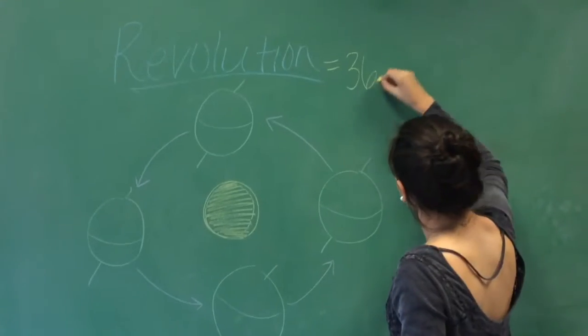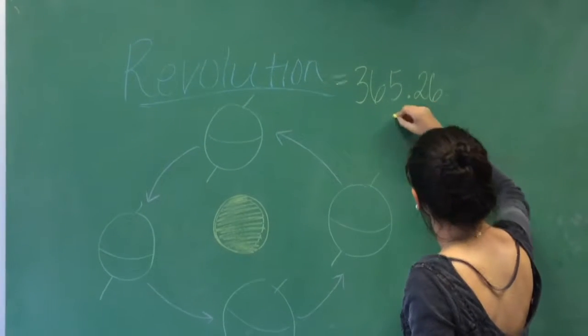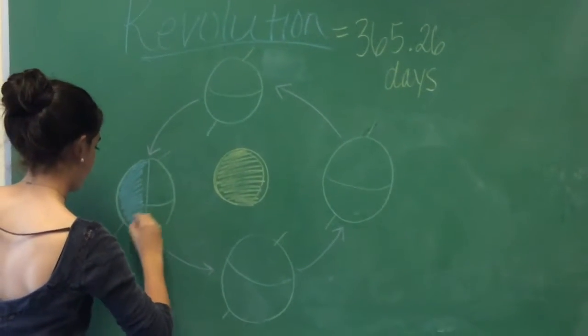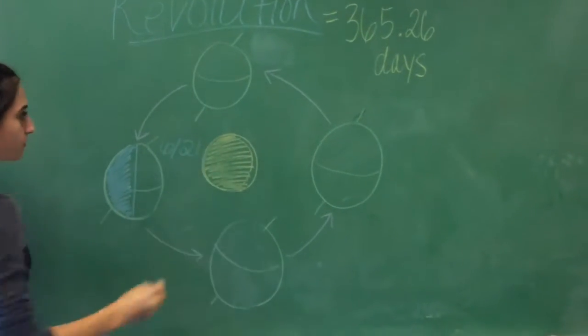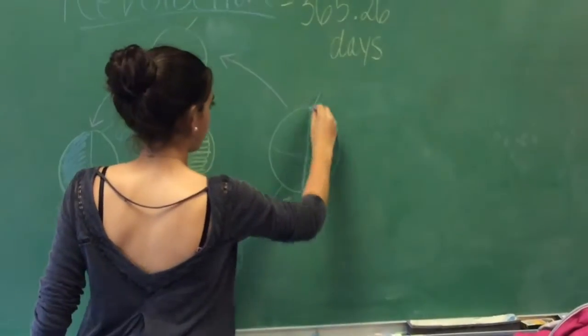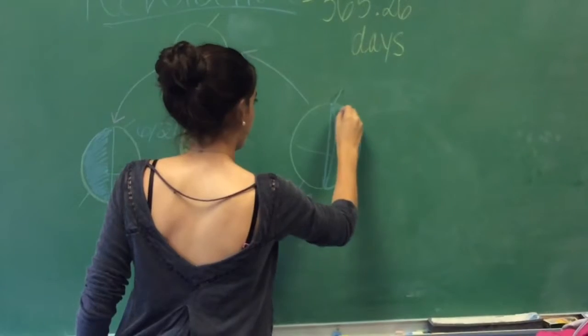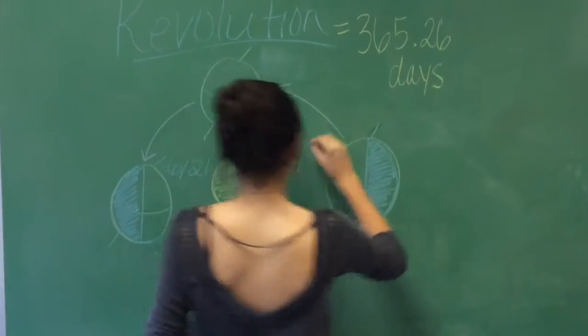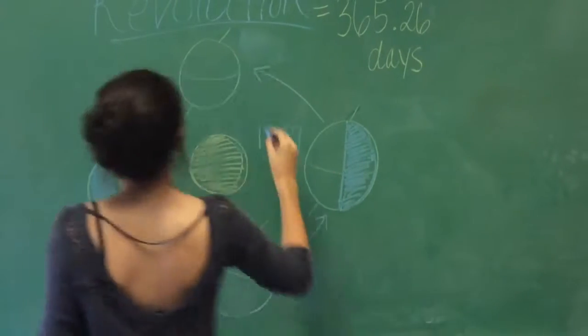It takes approximately 365.26 days for one of Earth's revolutions. The Earth on the left is experiencing the date 6/21 because the northern hemisphere is getting direct sunlight. On the right, the Earth is experiencing 12/21 because the southern hemisphere is experiencing direct sunlight.